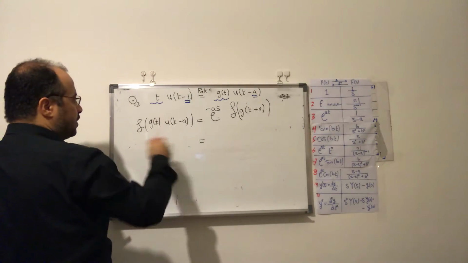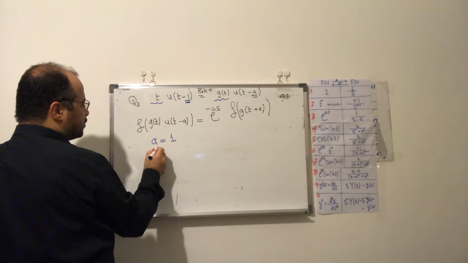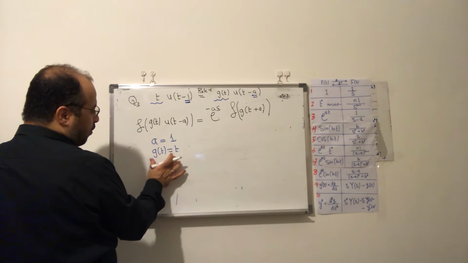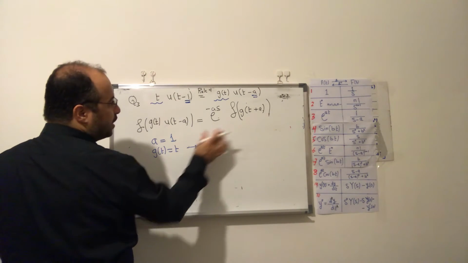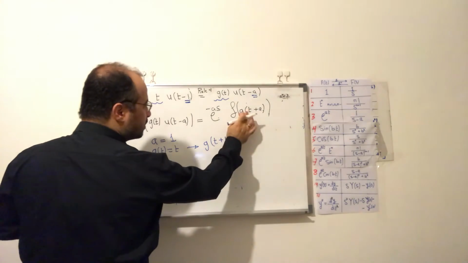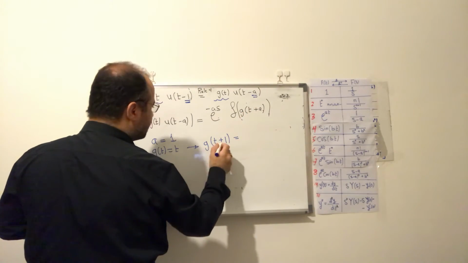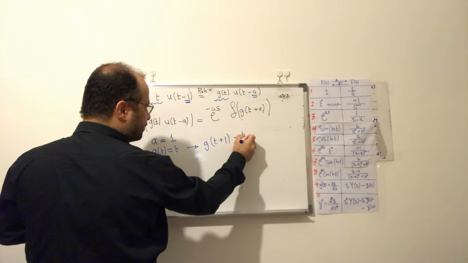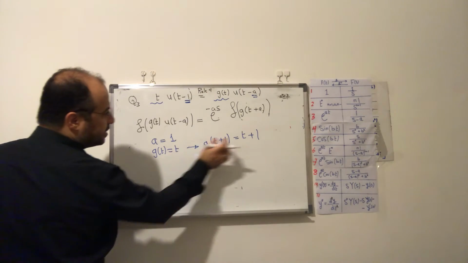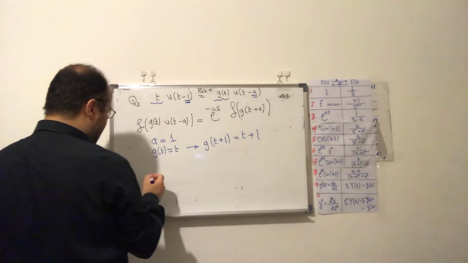So we know now that our a is just 1, and our g of t is just t. Now what should I do with g? First shift g, then you get g of t plus 1, which is equal to t plus 1. So you replace t with t plus 1. Okay, now let's go and apply this.